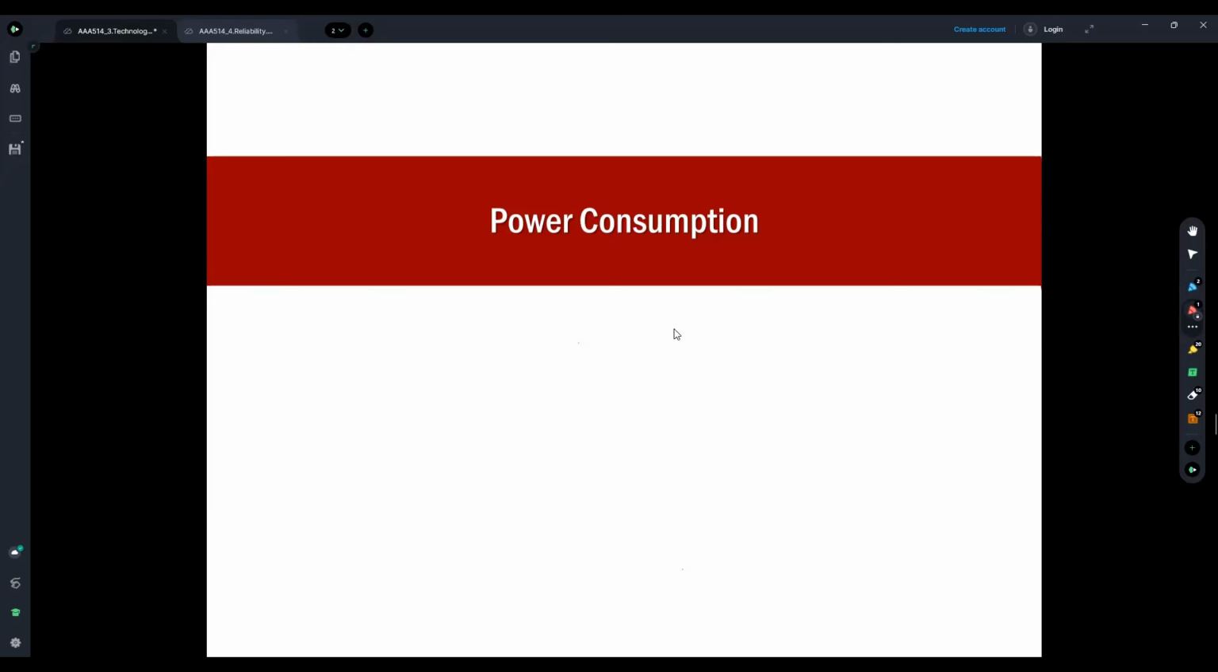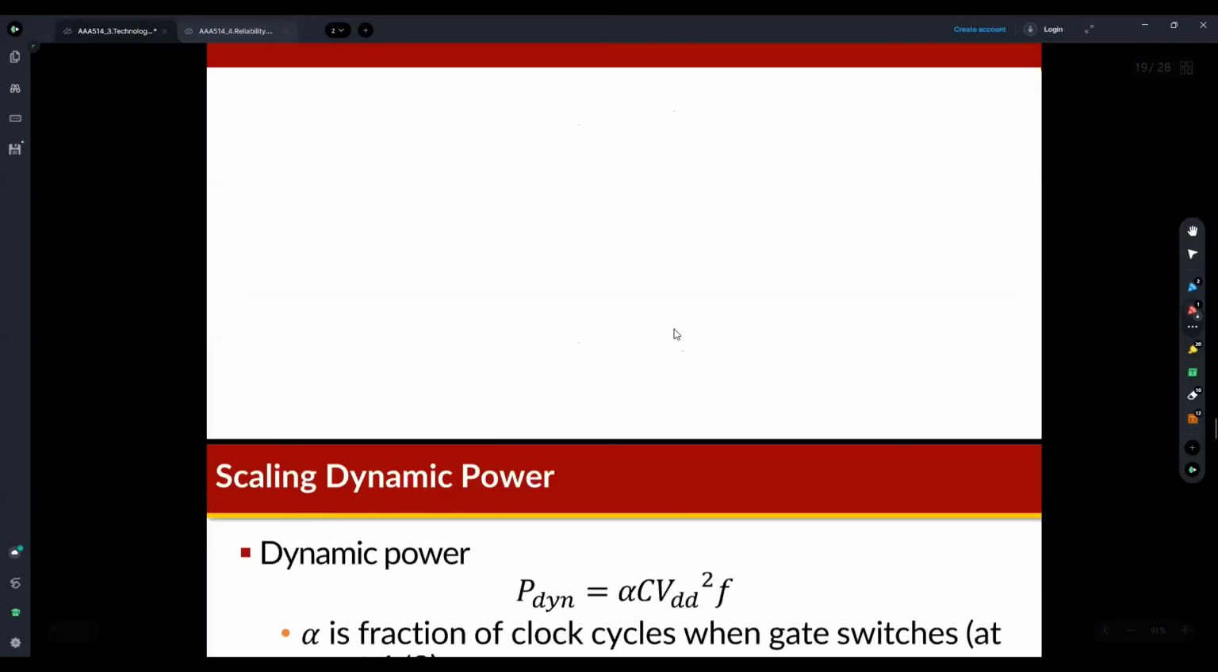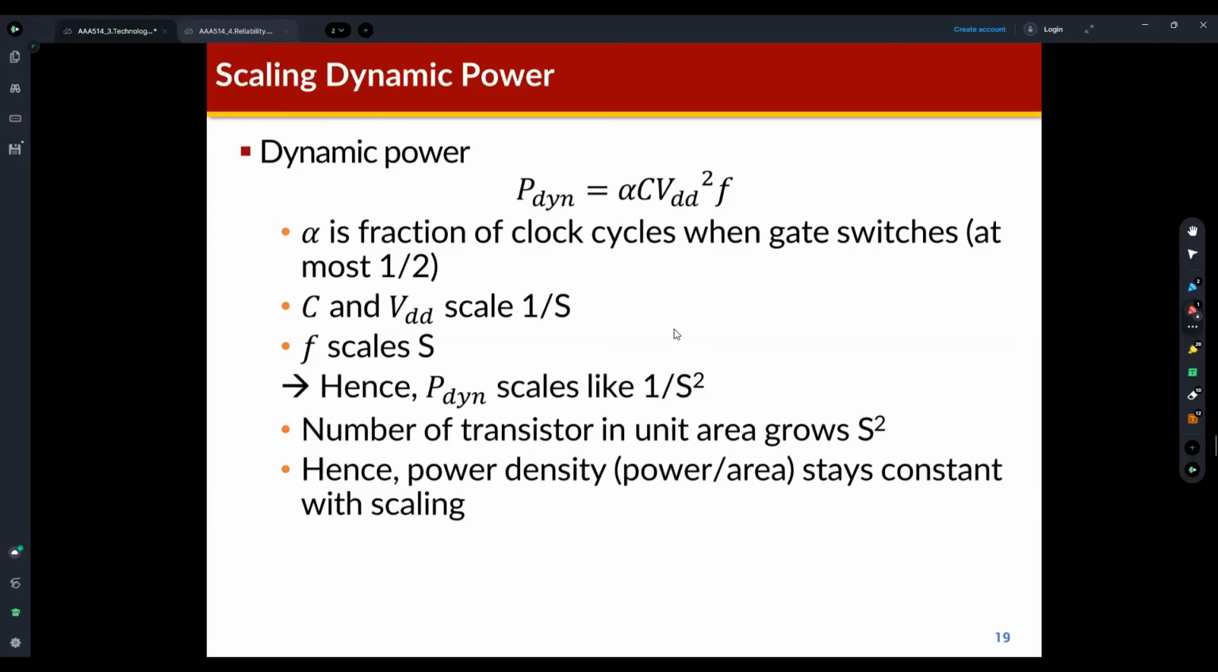Okay. So I will explain about the power consumption of the processors. And then as I explained, we can briefly categorize the power consumption of the processor into dynamic power and static power. And then this is the equation of the dynamic power. It's a very popular equation.